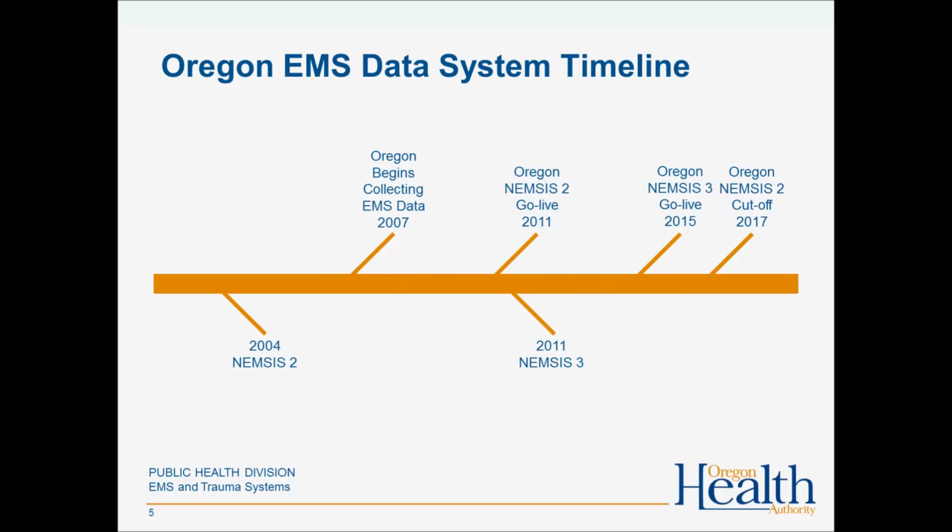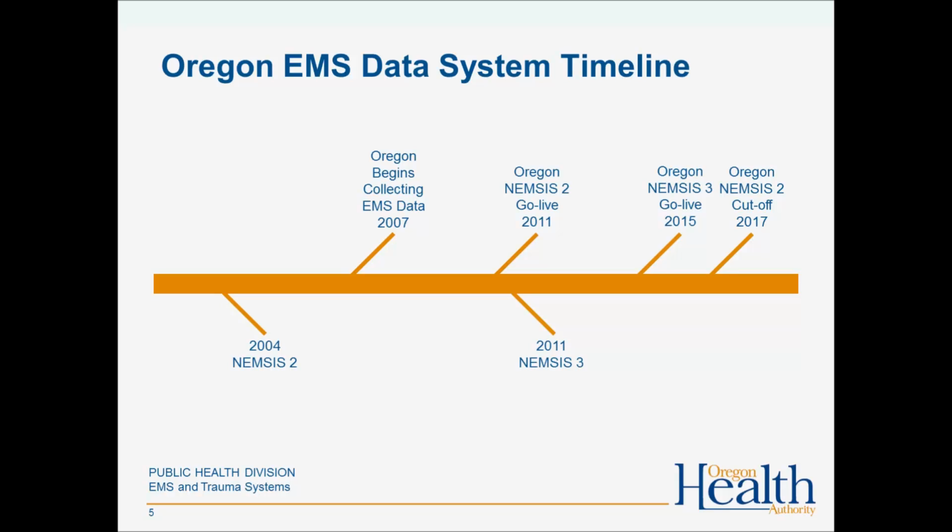Oregon's history with EMS data is fairly recent. The National EMS Information System, or NEMSIS version 2 standard, was released in 2004. It was the first widely adopted data standard for EMS. Oregon began collecting some EMS data as early as 2007, but really ramped up its efforts in 2011. In the same year, 2011, NEMSIS version 3 was released, and now all of the states around the country are working on transitioning from NEMSIS 2 to NEMSIS 3.